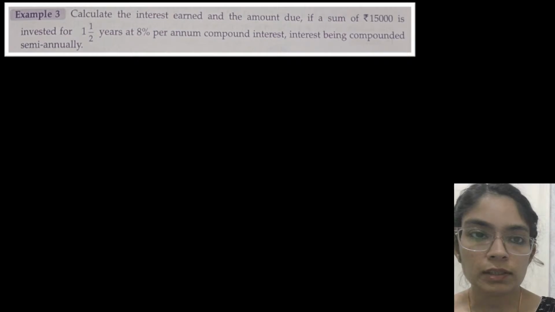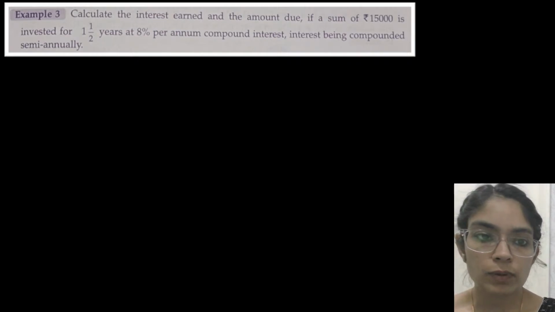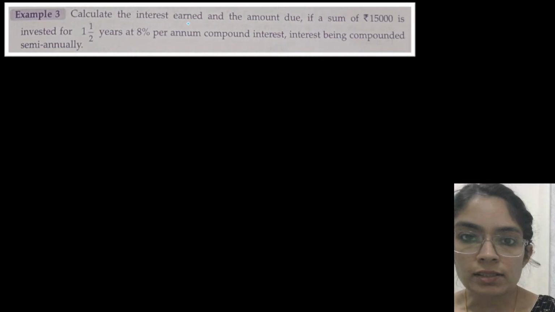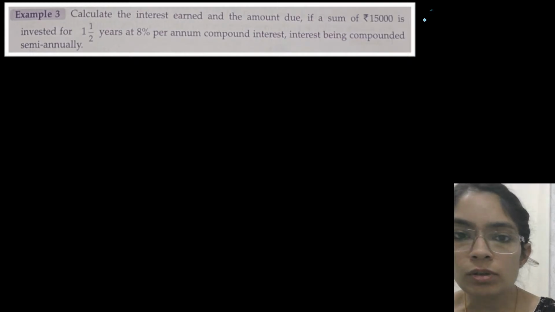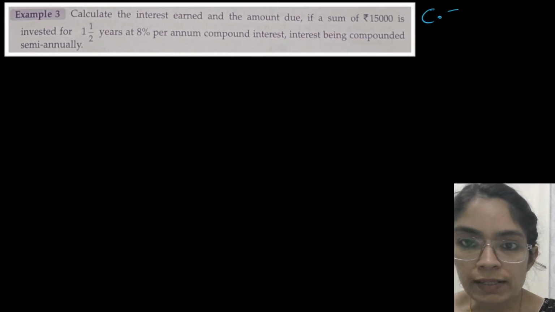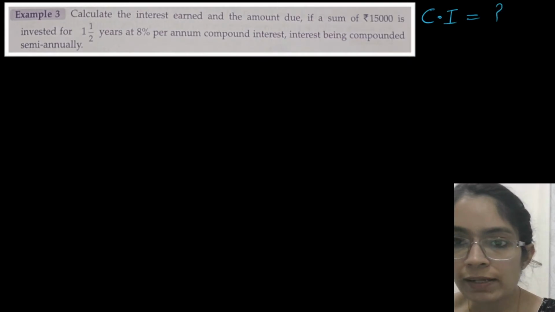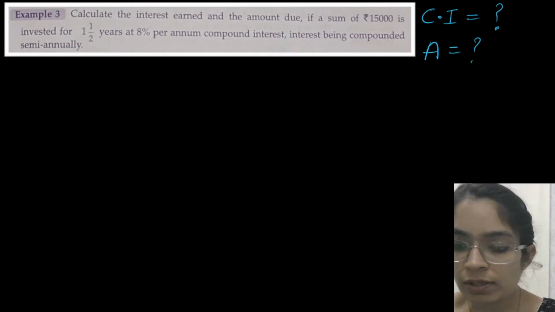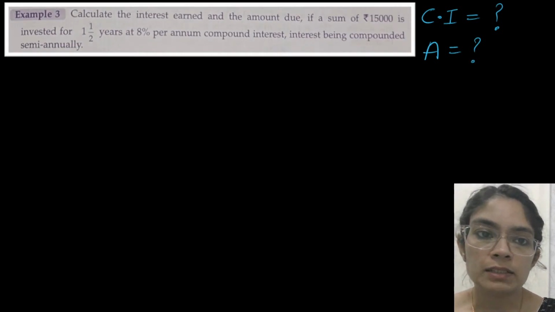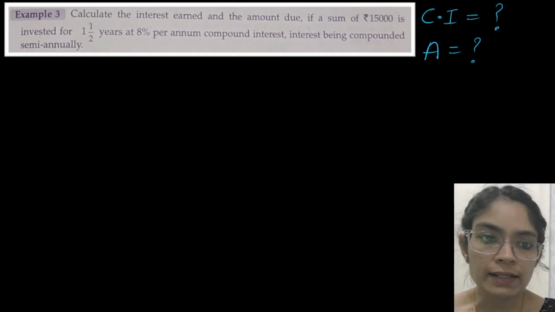If no doubts, let's see what is given to us and what we have to find. Calculate the interest earned and the amount due. So what we have to find? It's clearly mentioned: interest due. That means we have to find compound interest, and we have to find the amount as well. So these things we have to find.